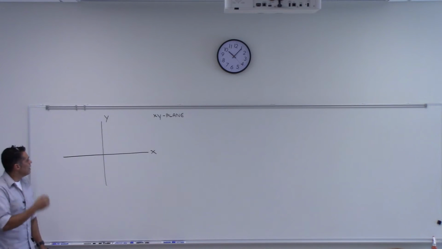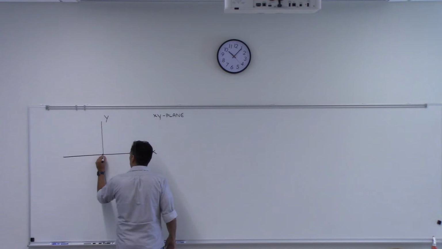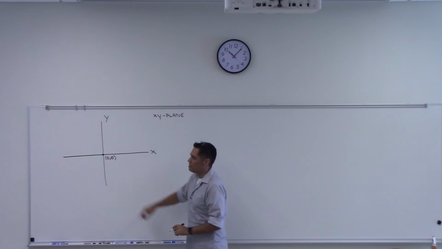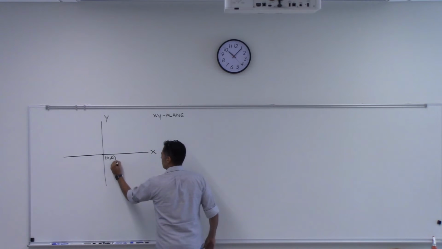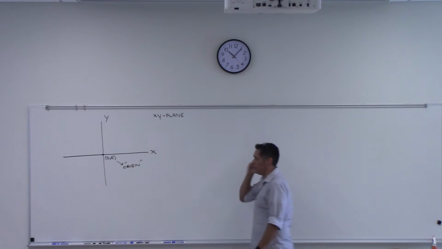All right, so when we look at this, there's a couple of things we need to know. First of all, the point in the middle, that's represented with the ordered pair (0, 0). That is called the origin, right? The origin. You get the idea?